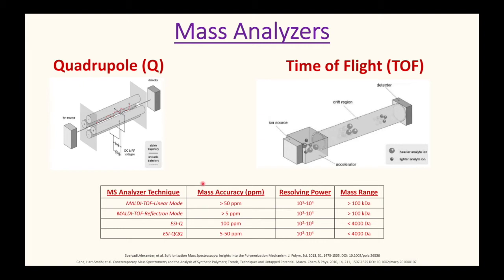The resolution and the mass accuracy for the quad improves when we start to utilize multiple quads together, so for triple quad. With respect to TOF, we see that when we change the structure of the time of flight tube, a similar increase in the capabilities is noted.